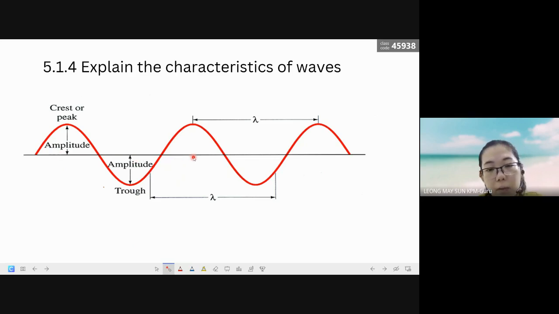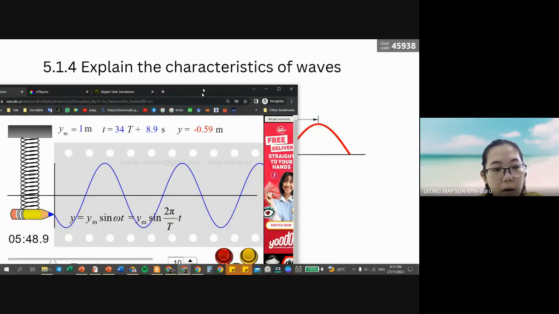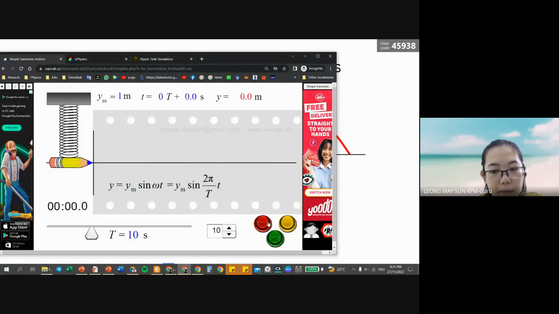At the very beginning, when a wave is not moving at all, let's just say, for example, we talk about this oscillating pencil. If there is no movement at all, and this paper continues on running, but this pencil is not oscillating, the pencil will draw a straight line on the x-axis. This is an equilibrium position for the pencil.